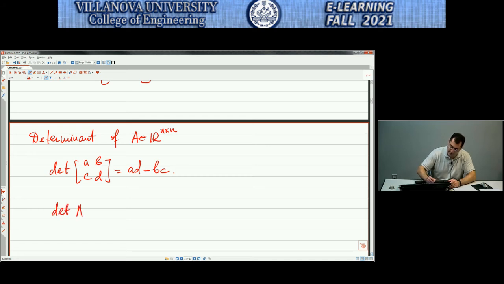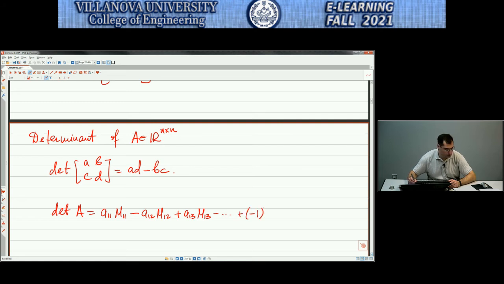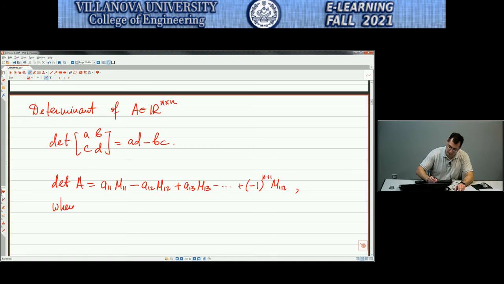But the definition of the determinant of an n by n matrix involves something like this. So the determinant of A, if it's an n by n matrix, is going to be A11 times minor 1,1 minus A12 times minor 1,2 plus A13 times minor 1,3 and so on, minus 1 to the power of n plus 1 times minor M1n, where M1n is a minor which is obtained by eliminating the first row and nth column of the matrix A.